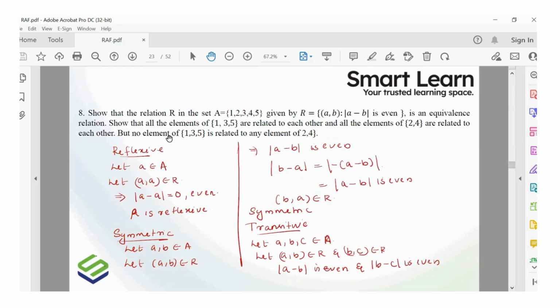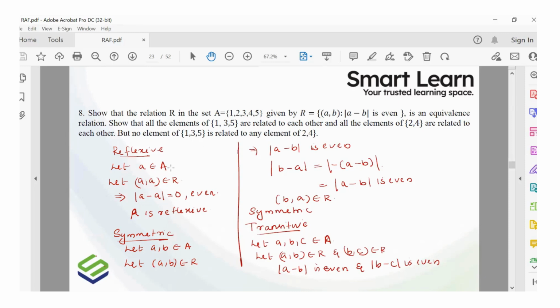Now, this question: show that the relation 'a minus b is even' is an equivalence relation. Then all elements of 1, 3, 5 are related to each other and all elements of 2, 4 are related to each other. But no element of 1, 3, 5 is related to any element of 2, 4. This is our equivalence class condition.